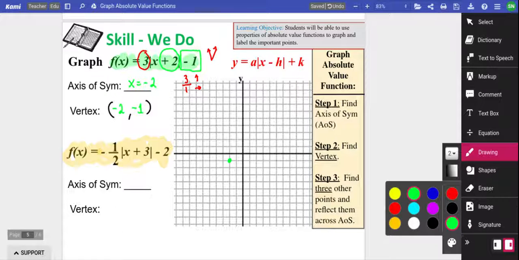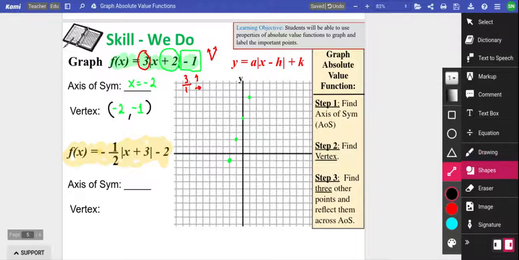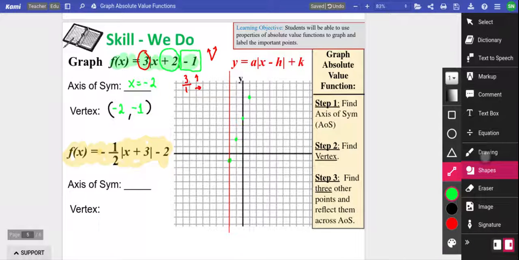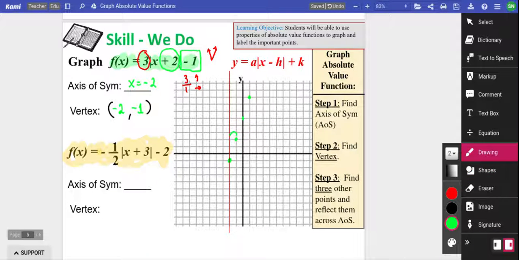Therefore, from the vertex, move up 3, 1 to the right. Up 3, 1 to the right. Remember, the axis of symmetry is at -2. Therefore, all we have to do is reflect the point. So this point is 1 unit away from the axis of symmetry. Therefore, the other point needs to be also 1 unit away at the same height. So right here.